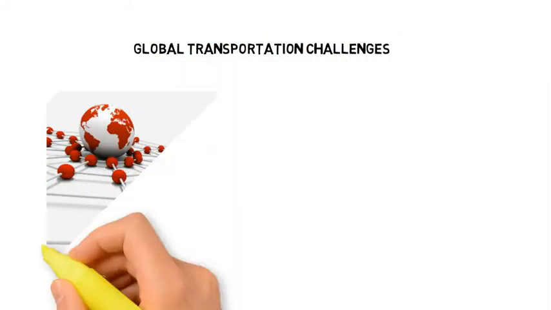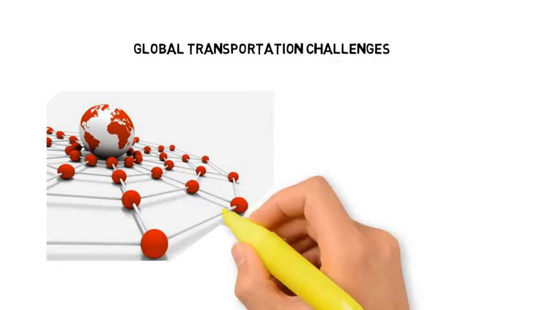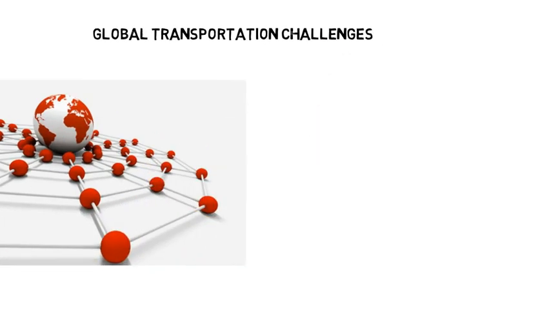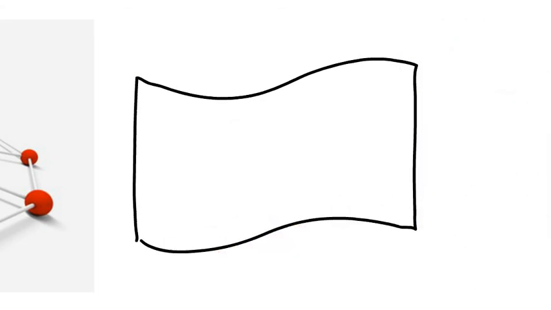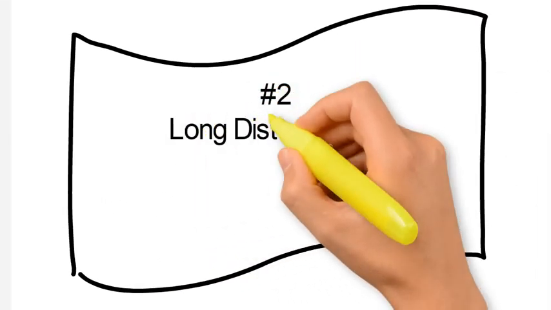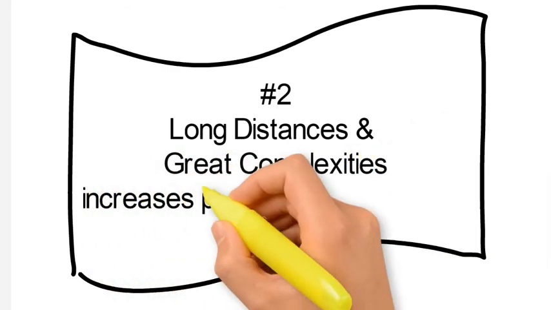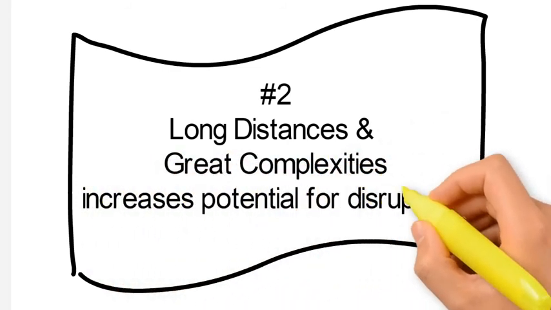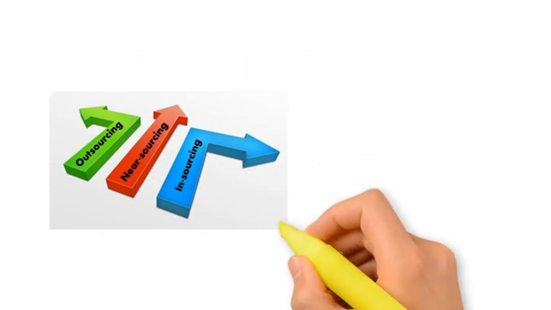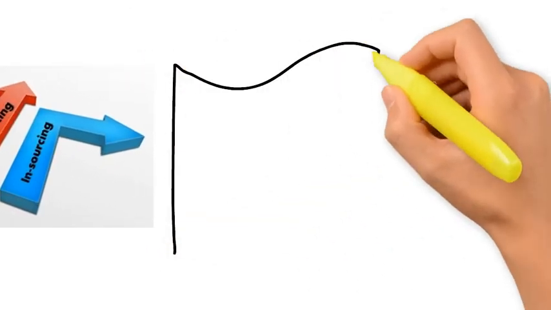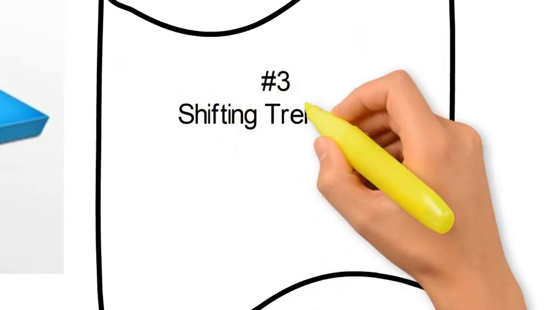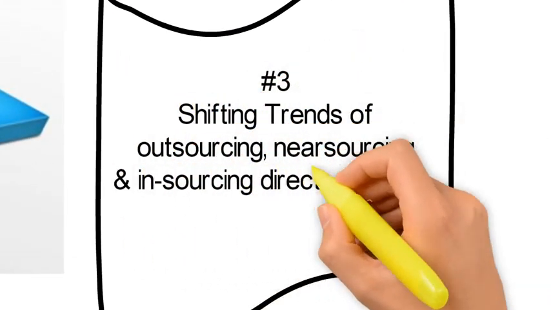Cargo often travels long distances and passes through multiple facilities and numerous intermediaries in different locations before reaching the final destination. There can be varying standards of transportation infrastructure, governmental regulations, and service options. This great complexity comes with a great potential for disruption at every step of the way. Shifting supply chain trends of outsourcing, near-sourcing, and insourcing directly impact transportation demand. So what do these terms mean?